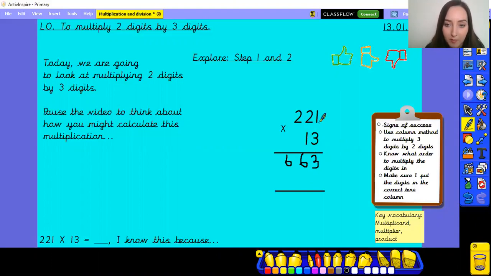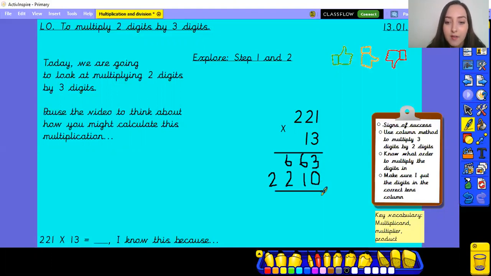So 1 times 1 is 1, but our 1 goes here in our tens column. 1 times 2 is 2, and our 2 goes here in our hundreds column. 1 times 2 again is 2, and that goes here in the thousands column. And you can either leave this blank or put a 0 to help you remember that this represents nothing. So now we have 663 and 2,210, but we need to add those two numbers together to get our product.